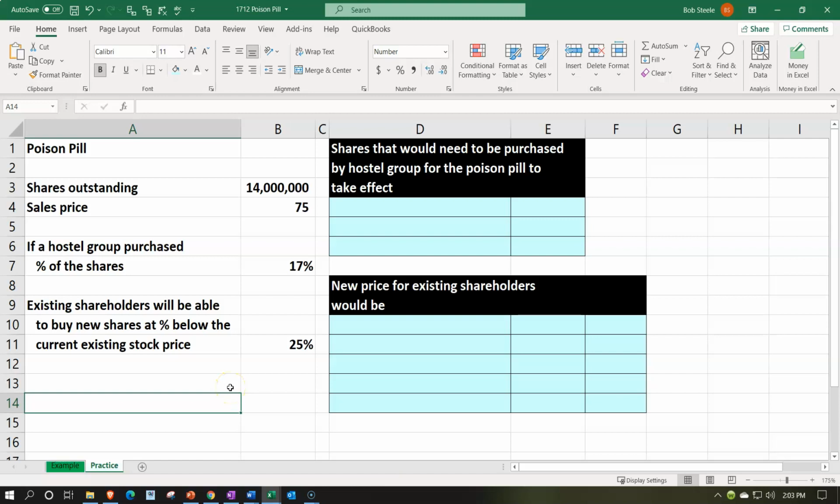If you have access to the Excel worksheet and would like to follow along, note that we're in the practice tab as opposed to the example tab. The example tab, in essence, being an answer key. Information on the left-hand side, we're going to populate into the blue area on the right-hand side, looking at a poison pill type of situation.